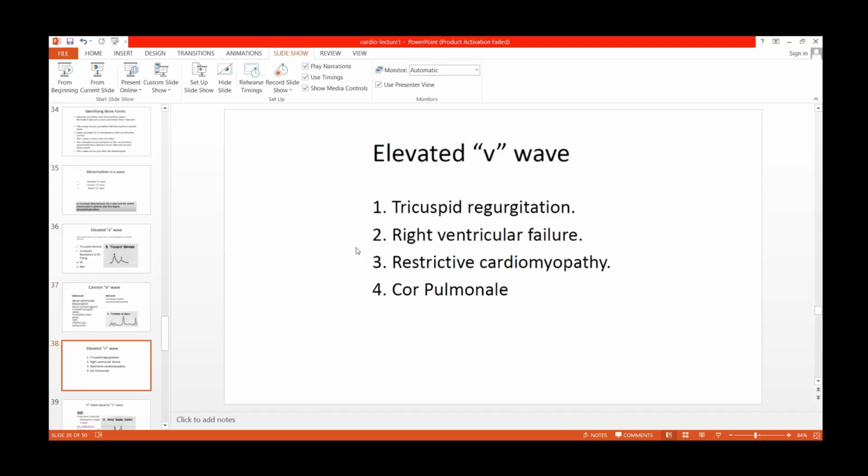Okay. And then comes the V wave. So for elevated V waves, the most important cause is tricuspid regurgitation. It can also be fluid overload. In tricuspid regurgitation, one important thing I would like to mention is that it is mainly a CV wave.